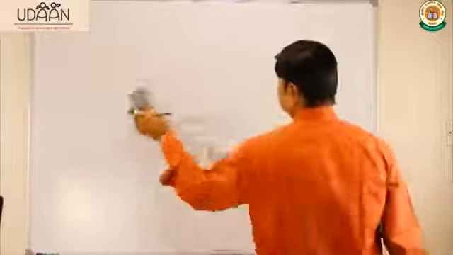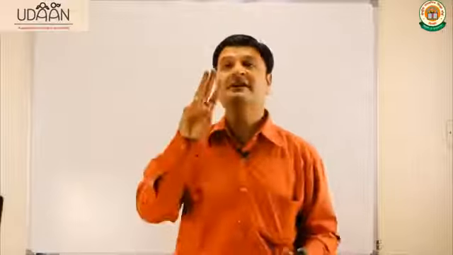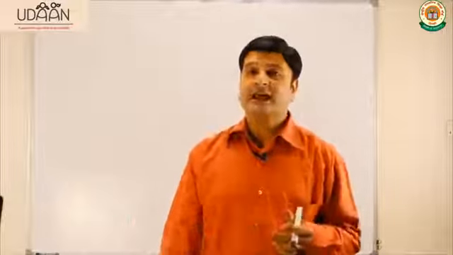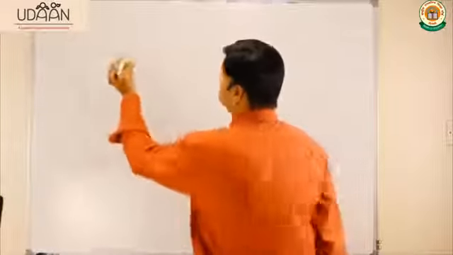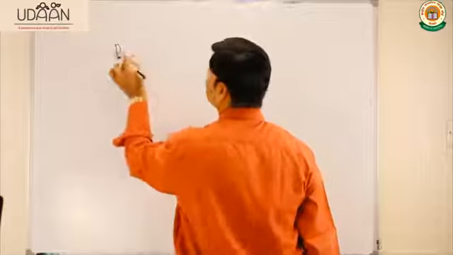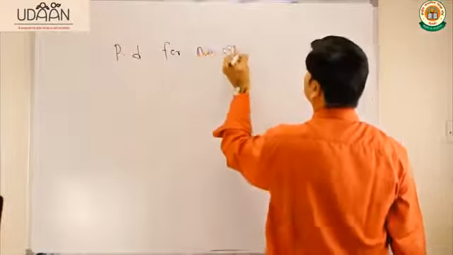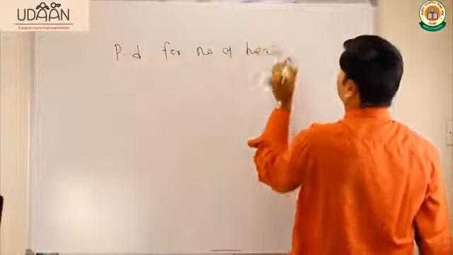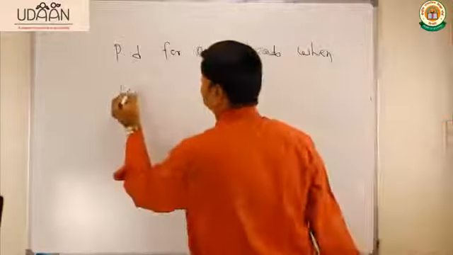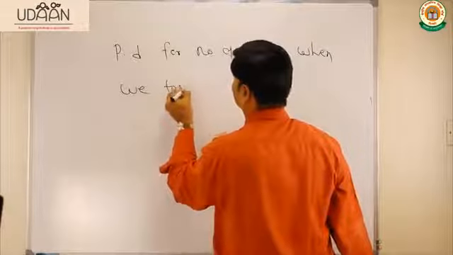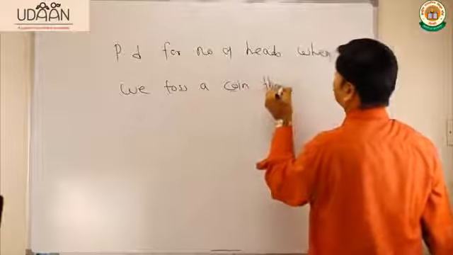So let's understand it with the help of a sum. Here we have a question: if we toss a coin three times, then write the probability distribution for the number of heads. When I write PD, it means probability distribution for the number of heads when we toss a coin three times.